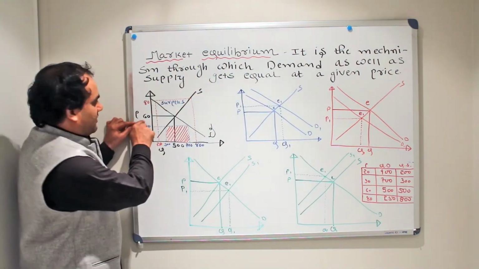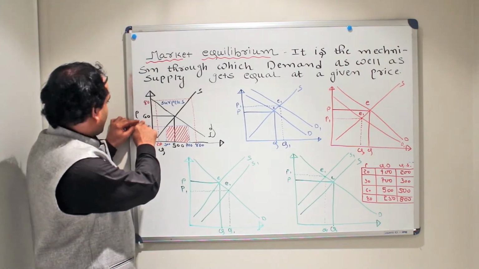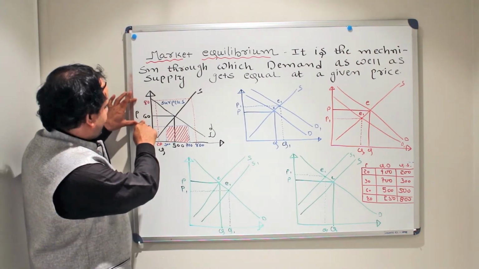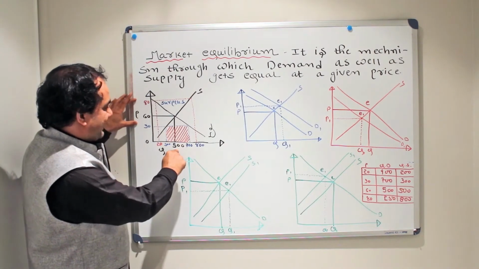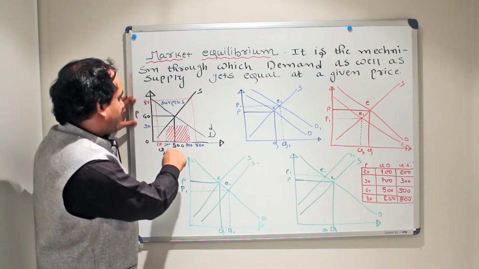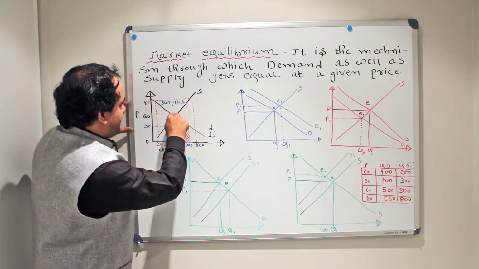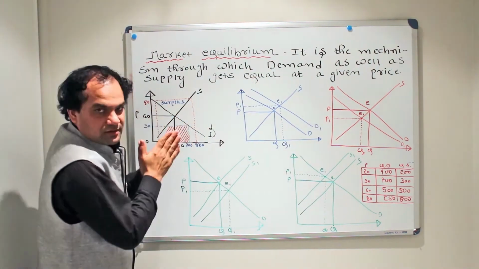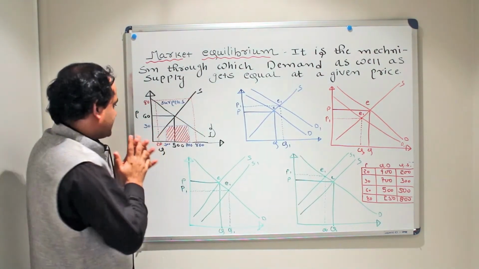So let's come to the diagram here. Price of 60, 500 units, that's the quantity demanded as well as quantity supplied. This is the point where your demand and supply has matched, it is same.